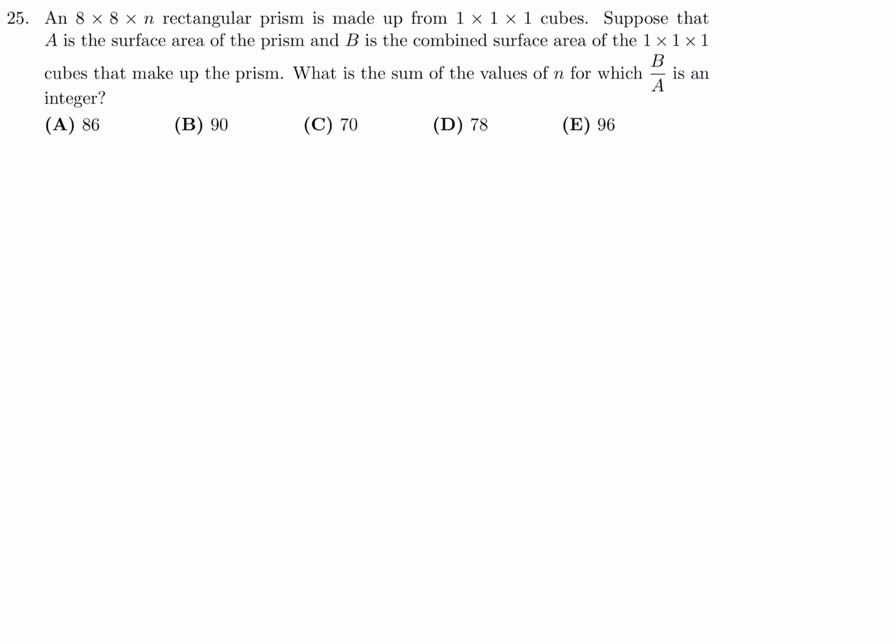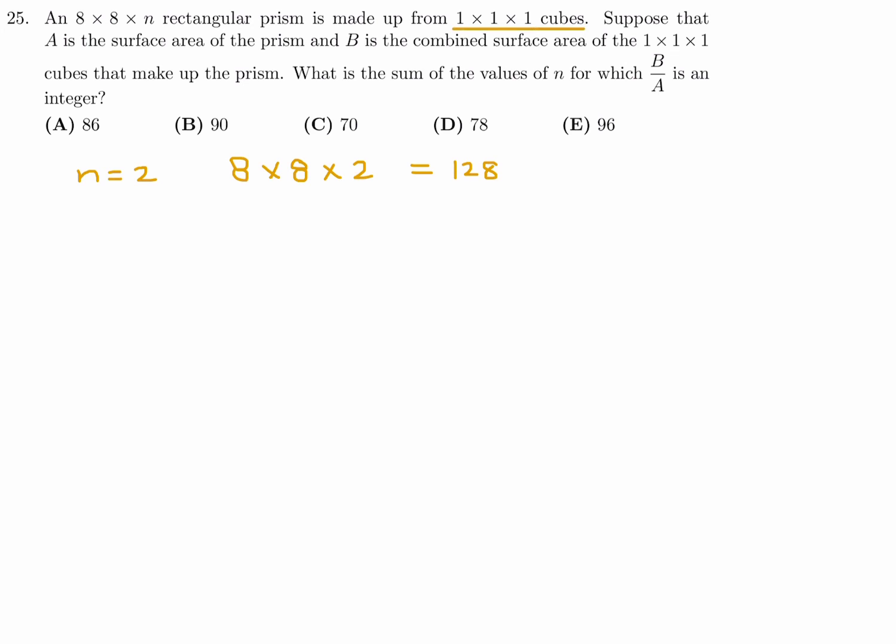I will first start off with a simple example. Let's say n is 2. And hopefully this example will make you understand how to approach this question. So in this case, if n is 2, it will be an 8 by 8 by 2 dimension rectangular prism. And that volume is 128.